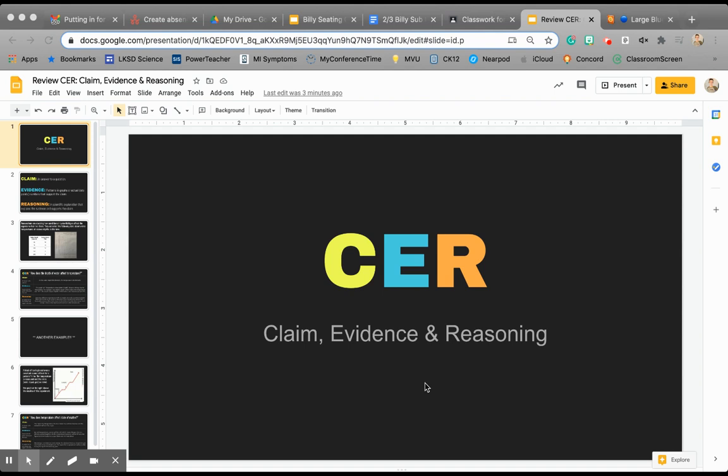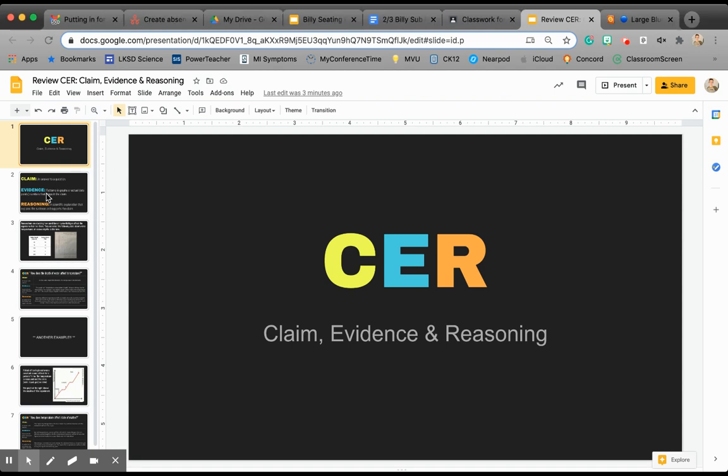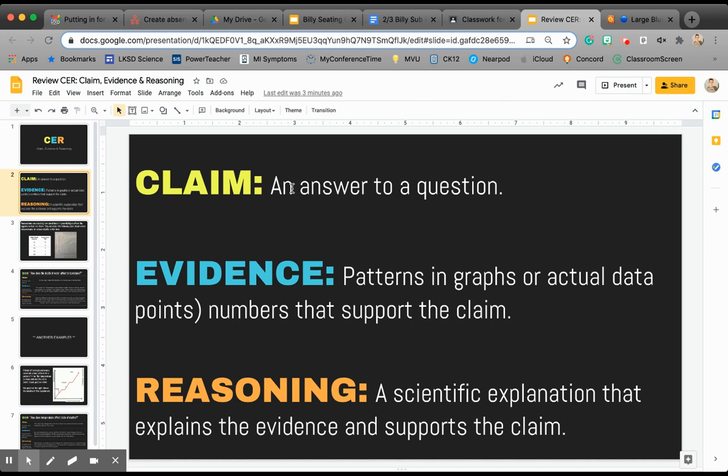Alrighty, so to go over claim, evidence, and reasoning, I have some definitions for you and then two examples that we're going to go over. Hopefully, this helps clarify how you write claim, evidence, and reasoning. So, the definitions I mentioned. A claim is simply just an answer to a question. It's the shortest part of this entire thing because it normally ends up only being about a sentence.